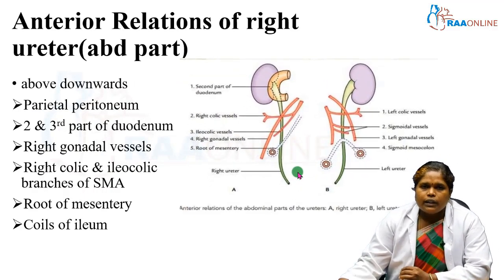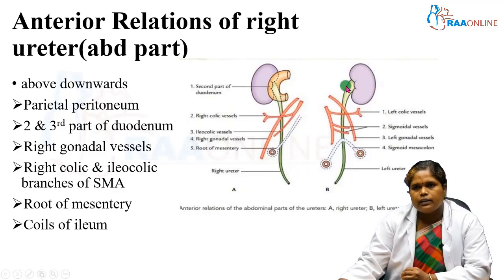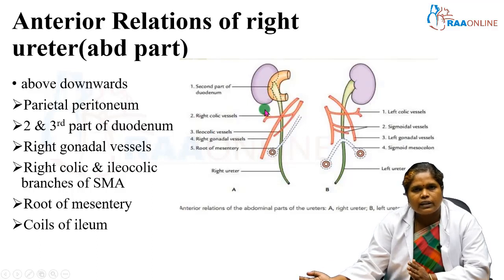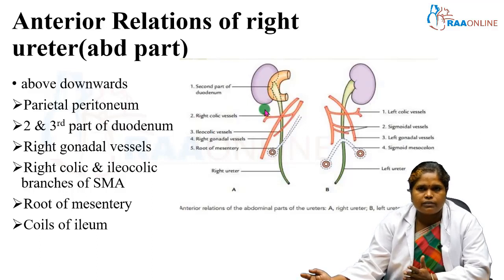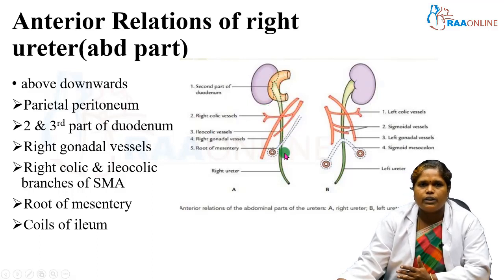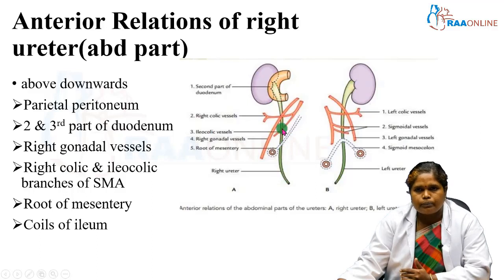Now coming to the relations of the abdominal part of the ureter. We have the right ureter and the left ureter. The right and left ureters have different anterior relations, like the relations of the kidney and the suprarenal gland. On the right side we have some viscera, and on the left side we have other viscera. So if we see the anterior relations of the right ureter from above downwards, the whole ureter will be covered by parietal peritoneum, as I told you earlier.